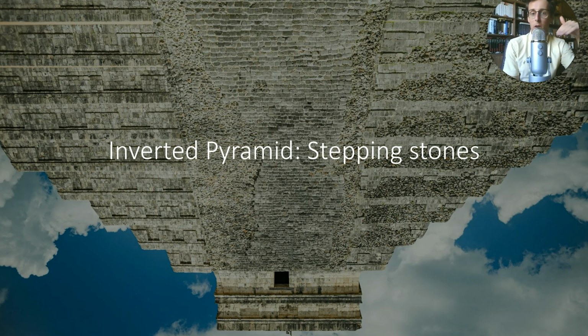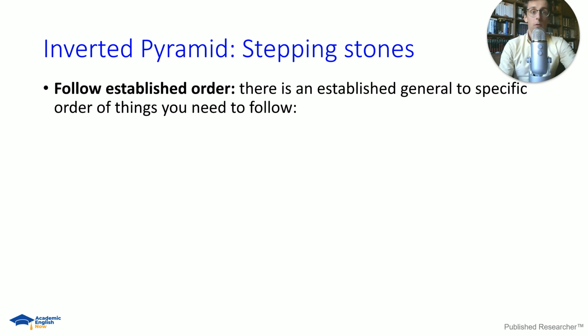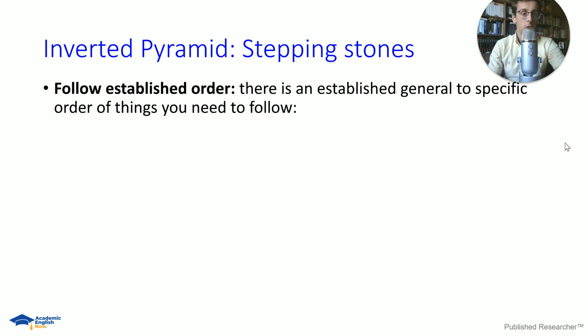Now, I mentioned the idea of stepping stones. Like this inverted Mayan pyramid that has steps to get to the top, you also want to build steps like that so that the reader can more easily get to the pyramid apex at the end. So first of all, you want to follow established order. There is an established order from general to specific that you should follow. Breaking it can just cause confusion for the reader, because the reader is not used to a different order.